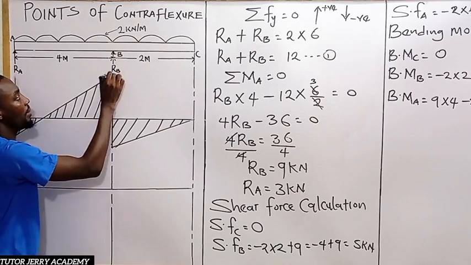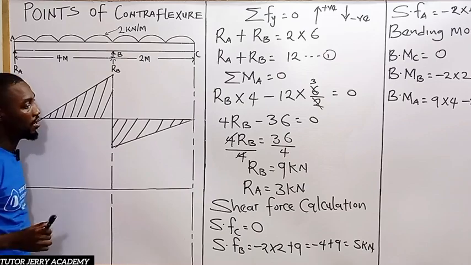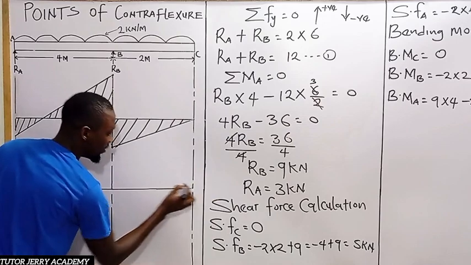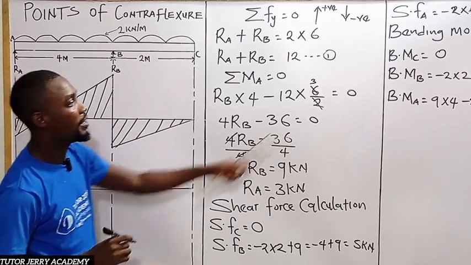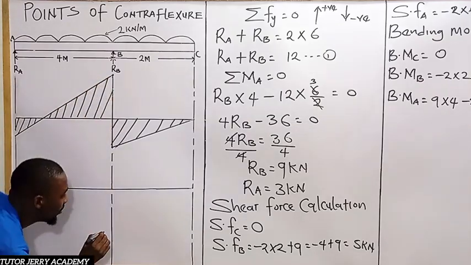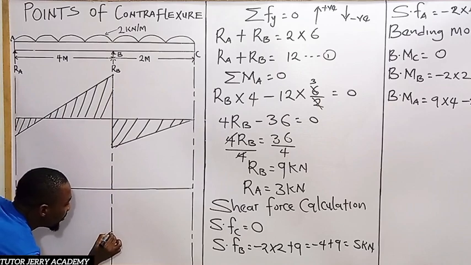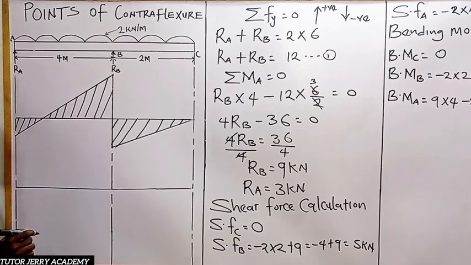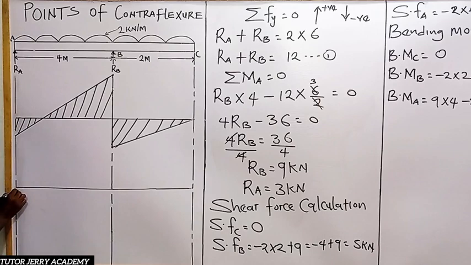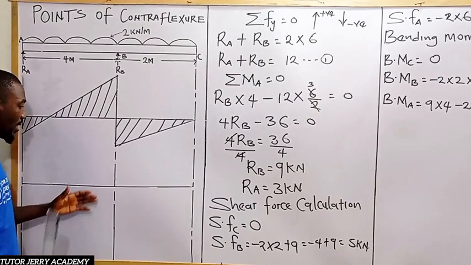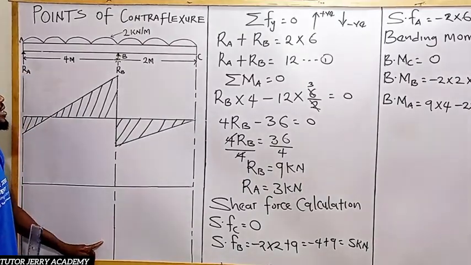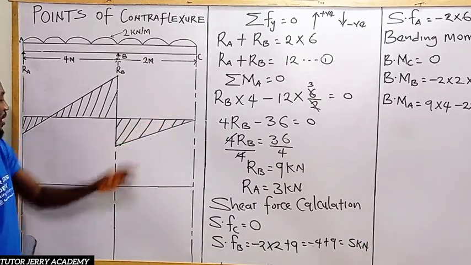All right, so let's go for our bending moment diagram now. Our bending moment diagram at point C is what? 0. So here is 0. All right, and at point B we have -4. So let's make this place our -4. All right, and at point A we have 0. So our bending moment at point C is 0, bending moment at point B is -4, and bending moment at point A is 0.